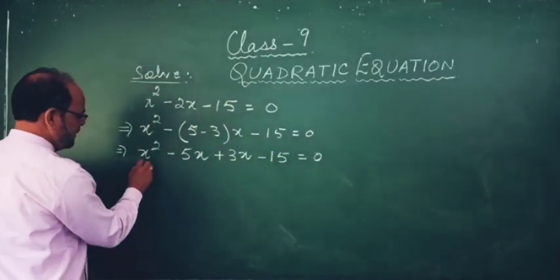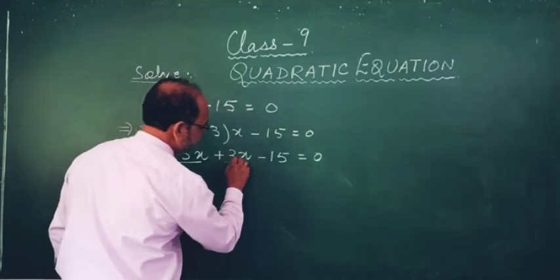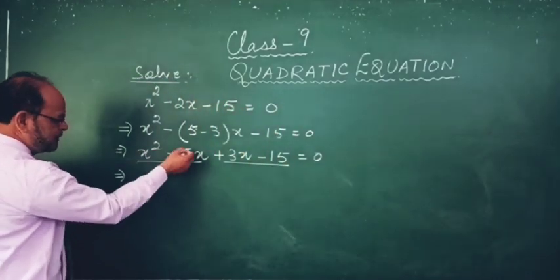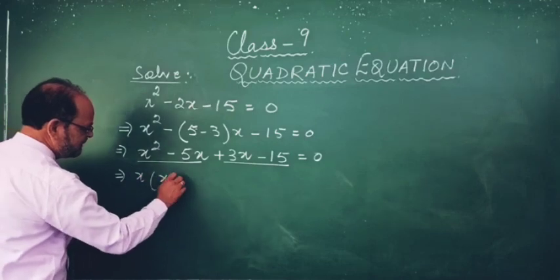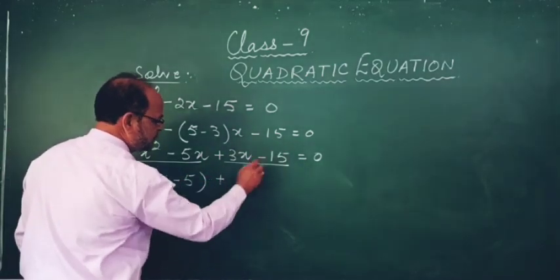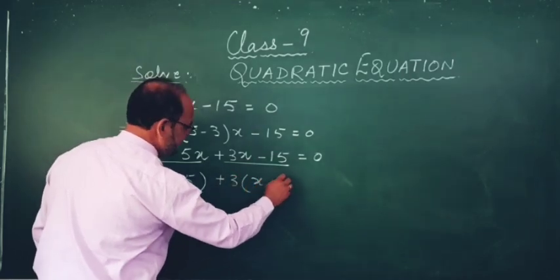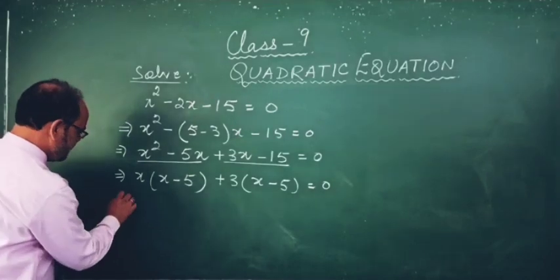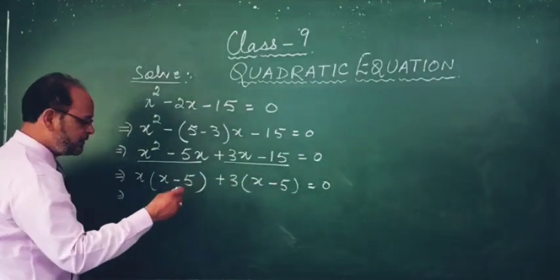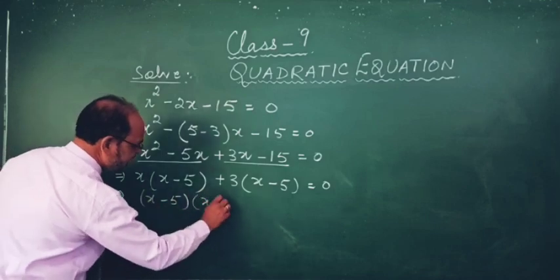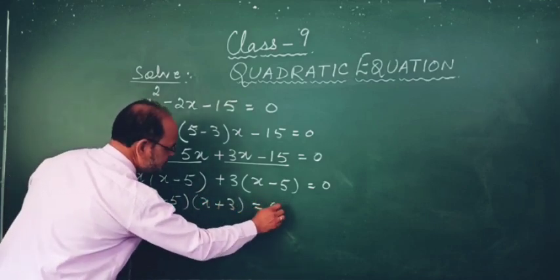Now you will make pairs of two terms. After making pairs, you will take x common in these two terms. So what will be left in the bracket? x minus 5. And plus, you will take 3 common here. So what will be left? x minus 5 equals to 0. After that, x minus 5 is common in both. So we will write x minus 5, and in the next bracket x plus 3 equals to 0.